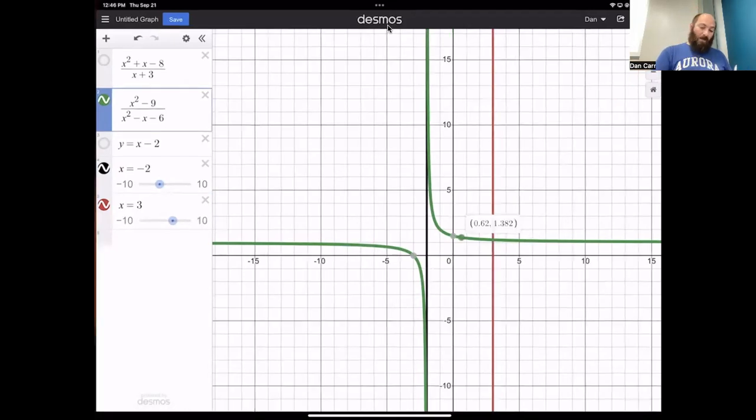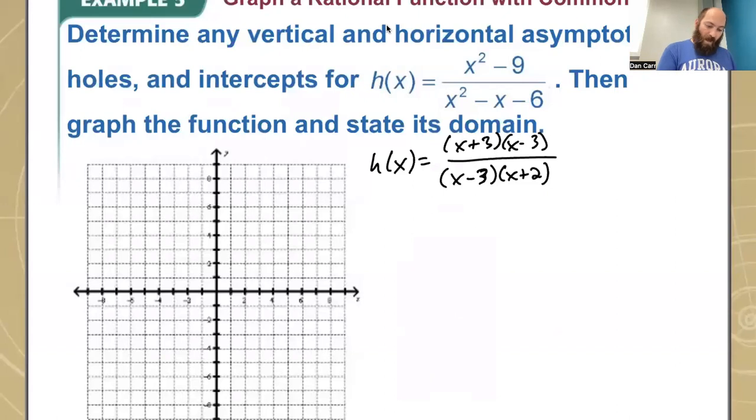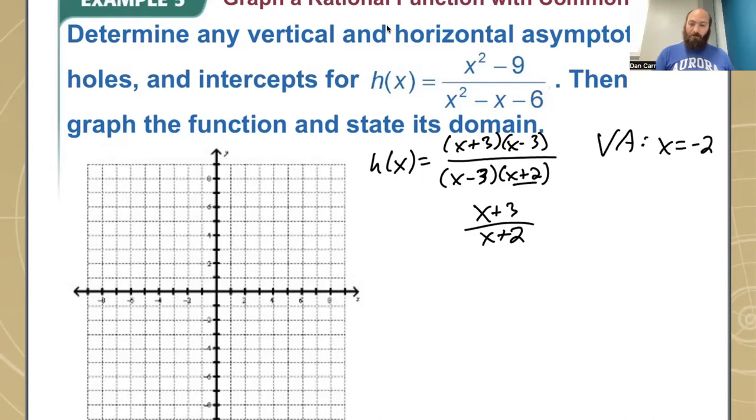So we get that hole by this. Notice how we have x minus 3 and x minus 3 as common factors. Because of that, I'm actually going to cancel those out and reduce this down a little bit. So h of x, I don't want to necessarily rewrite that completely, but in a way, it's like if I graph x plus 3 over x plus 2. Okay, so I'm going to cancel that out for now. Now, my vertical asymptote, as we saw, is definitely at negative 2 here. So x equals negative 2.